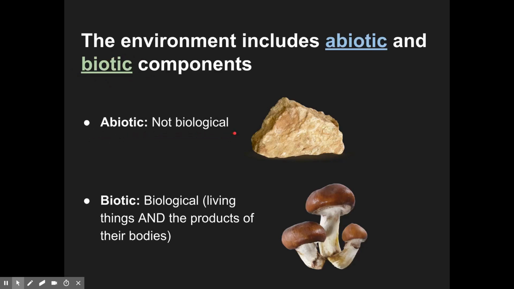So the abiotic components of an environment are not biological. We're talking about things like rocks, rainfall, sunshine, wind, things that are not biological in nature. The biotic components of an ecosystem are biological. So we're talking about living things and also the products of their bodies. So mushrooms are a living thing, they're going to be biotic. A tree is a living thing, it's biotic. And also a dead log is biotic because it's the product of a living thing's body.